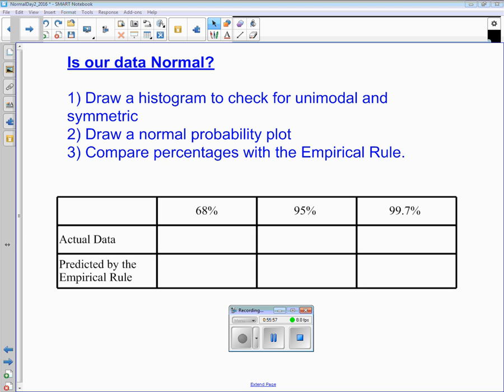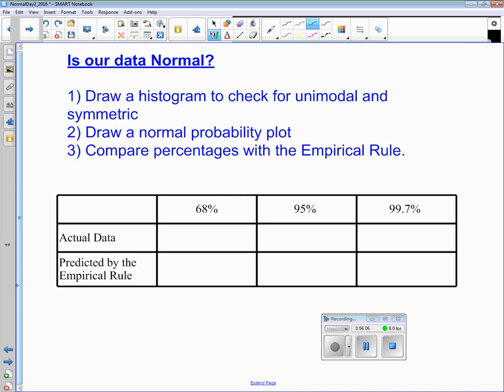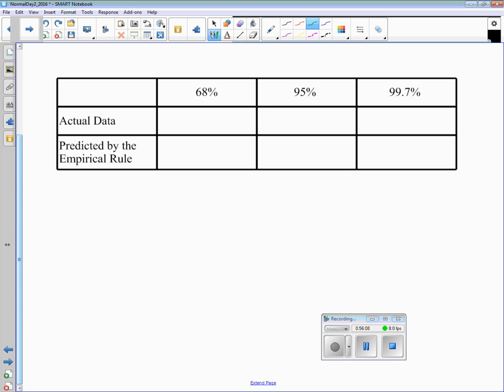So if I were going to draw a normal curve, okay, we're going to bring in this smartboard. There we go. What was the mean? What did we find it to be? 2 point something? 2.22?